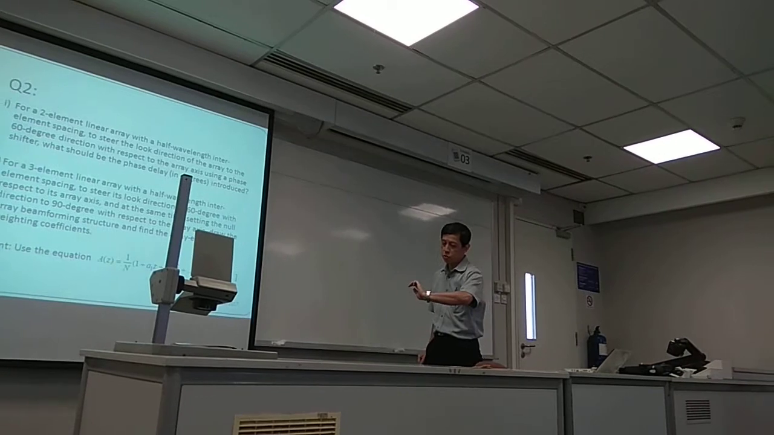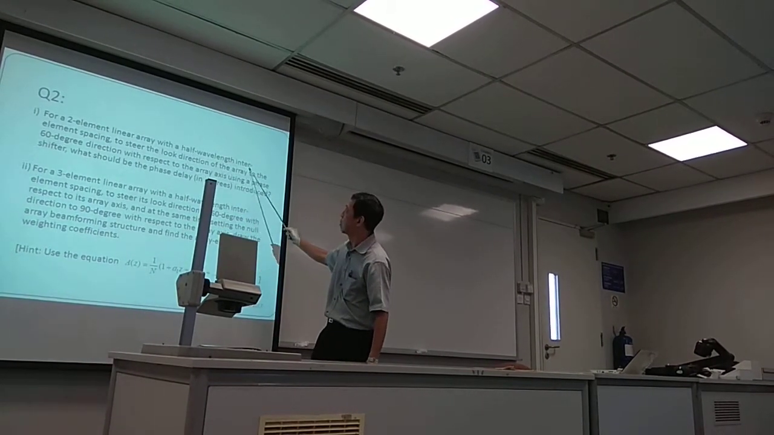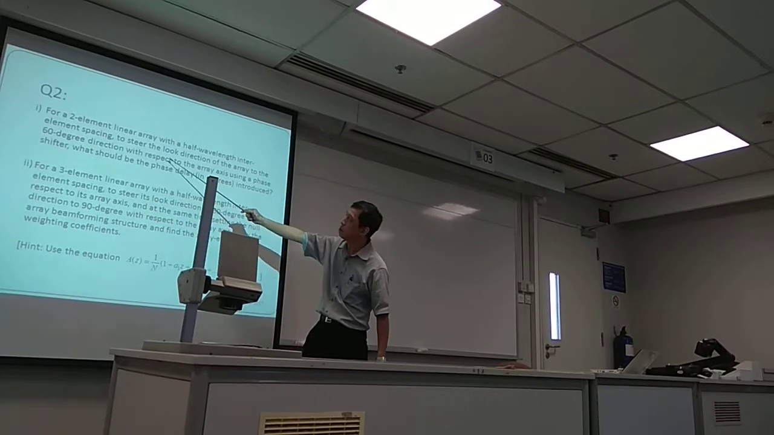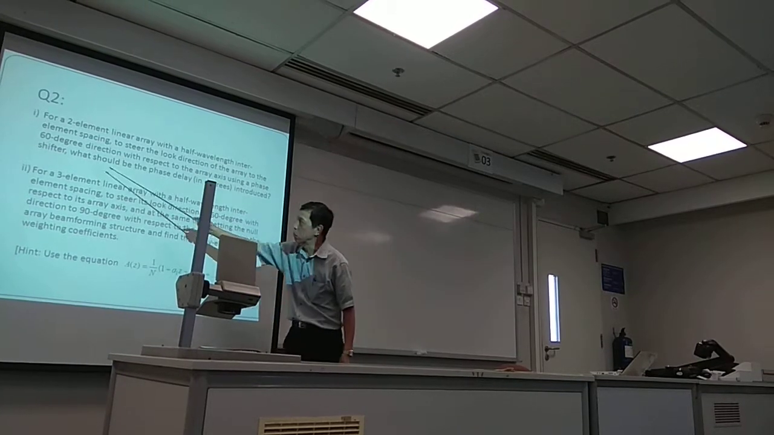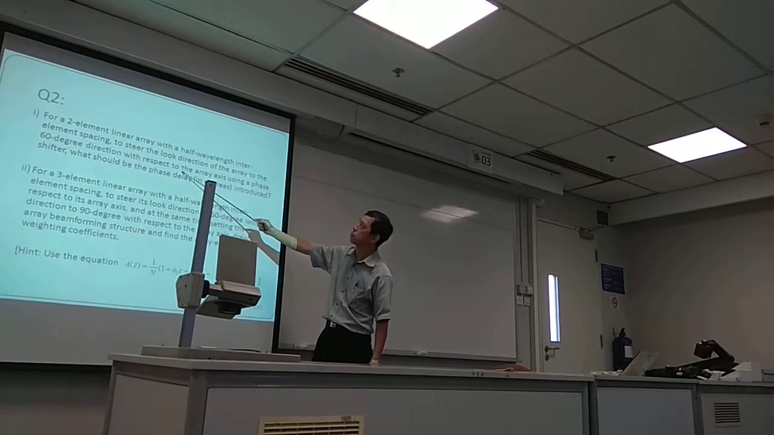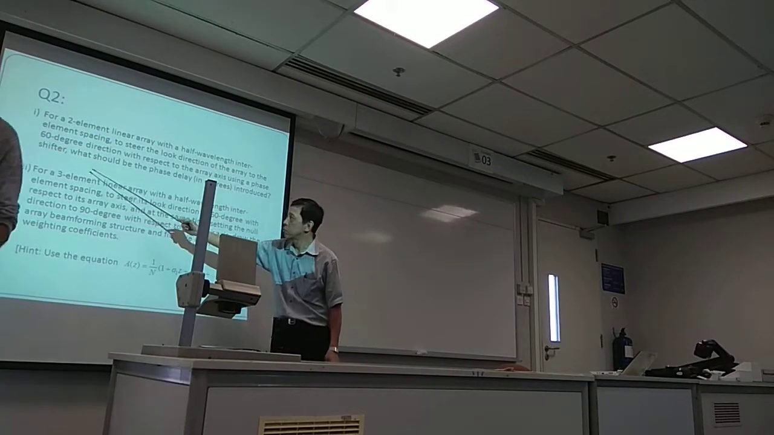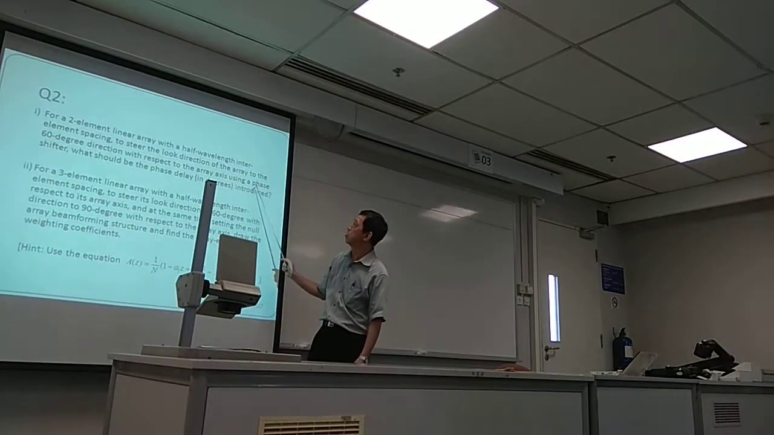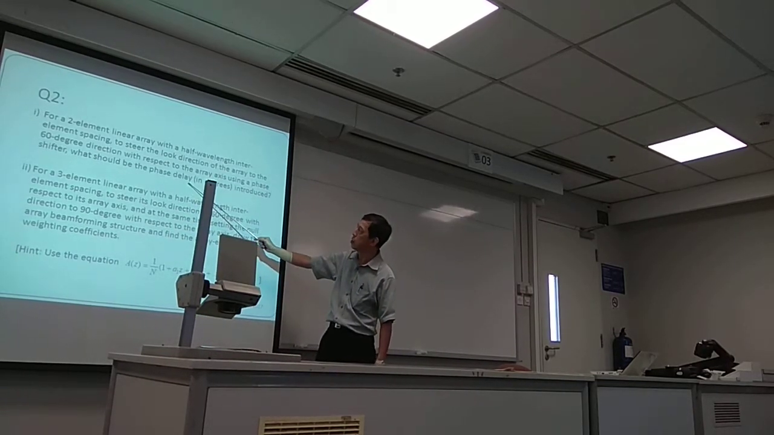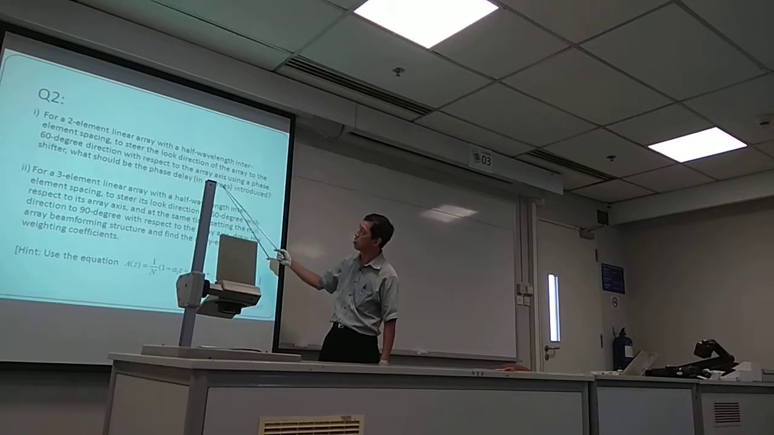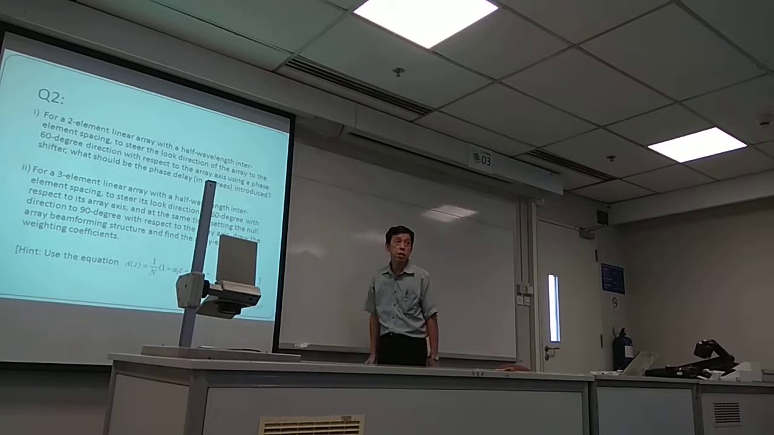Okay, now question number 2. Here you have a 2-element linear array with a half wavelength inter-element spacing. Here you're supposed to steer the look direction of the array to the 60-degree direction with respect to the array axis using a phase shifter. So you can see only one phase shifter. So what should the phase delay be? I ask you to write in terms of degrees for your phase shifter. So that's the question.